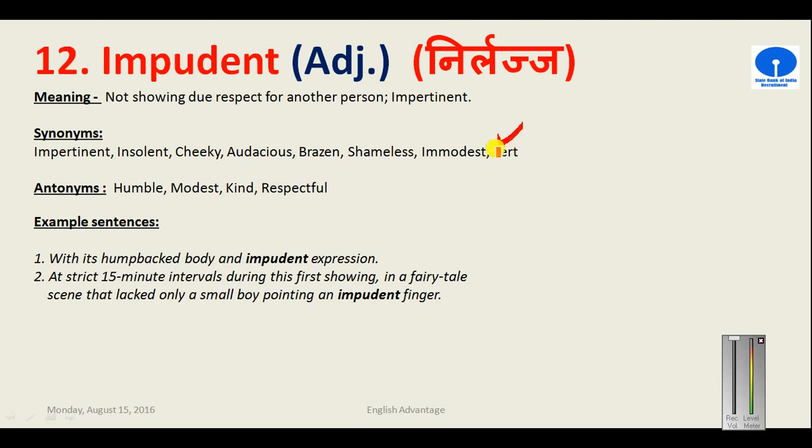Pert. Okay. And brazen, shameless. Or insolent, this has also come. Insolent means disrespectful, pert means disrespectful, brazen, disrespectful or shameless. Now the antonym for this word will be humble, modest, kind and respectful.